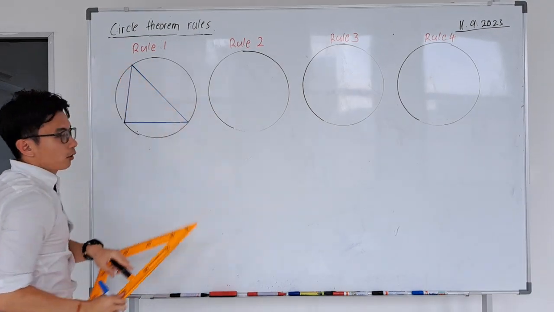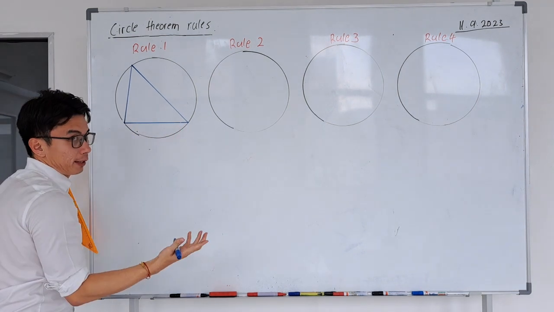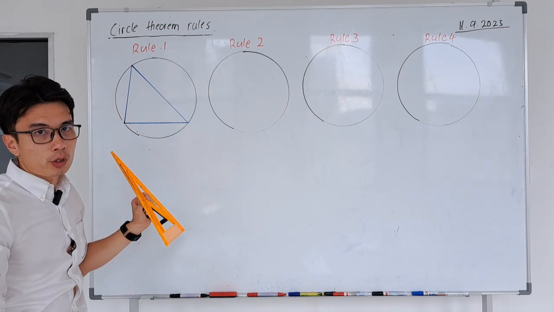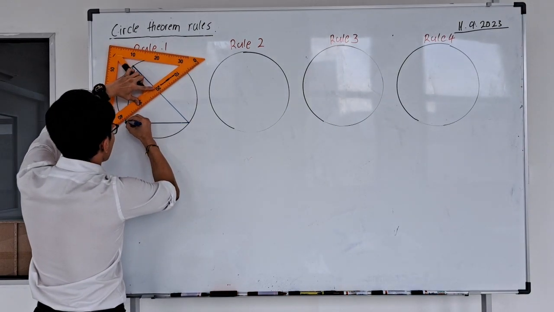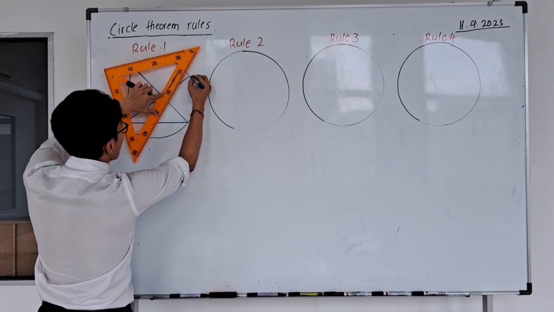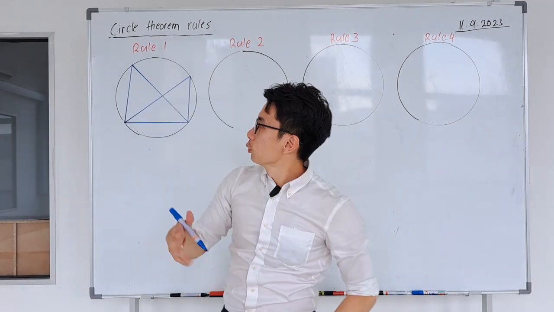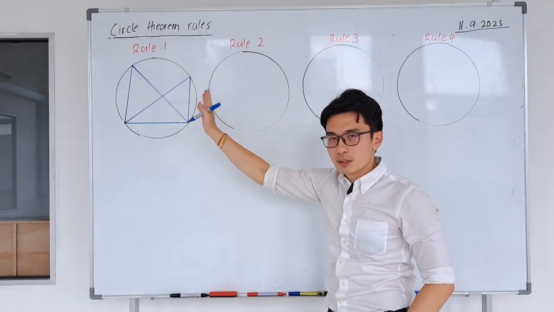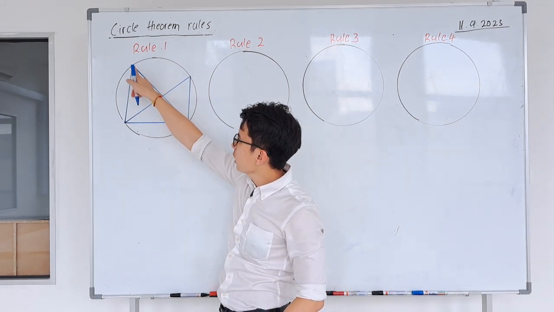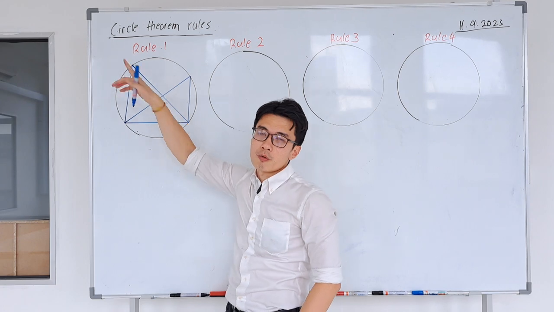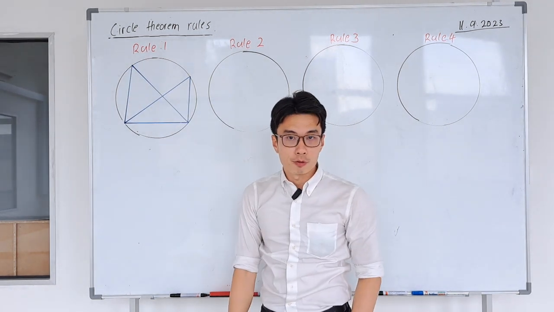Now my chord is like my base. With the same base, I'm going to construct another triangle, so I would like to touch this part of the circumference. I would also like you to try to draw this out so you can understand what I'm trying to explain later. Now you might be wondering, should I touch this specific part of the circumference? The answer is no. You can go anywhere you like on the circumference.